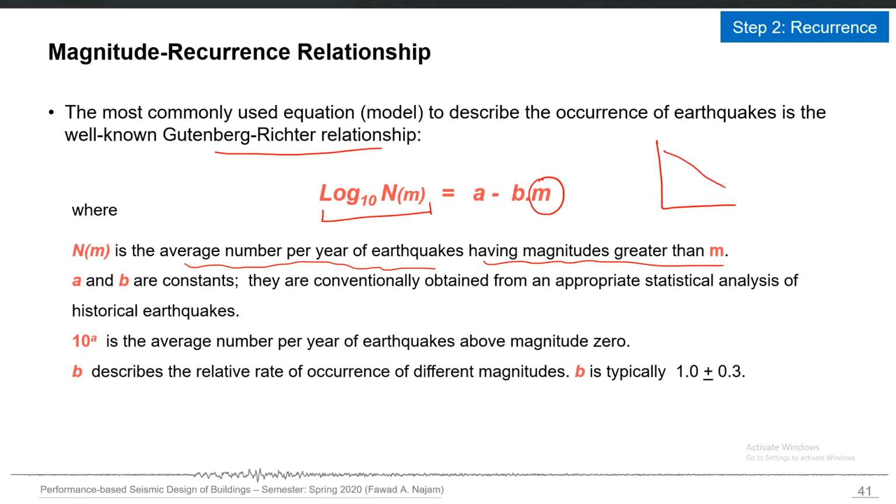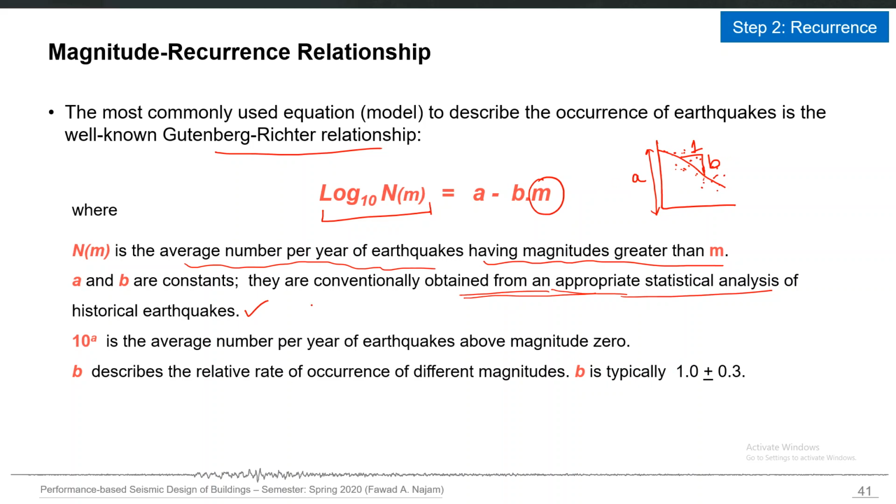Obviously, if you have this line, b will be the slope of this line, and a will be the y-intercept. So this distance will be a. They are conventionally obtained from an appropriate statistical analysis of historical earthquakes. So you actually plot all the actual dots for a particular seismic source. From the data you plot them and then fit a best straight line to calculate a and b.